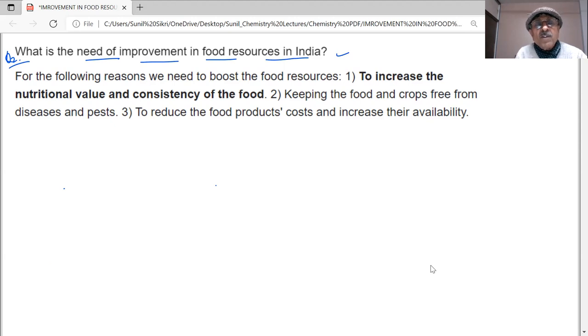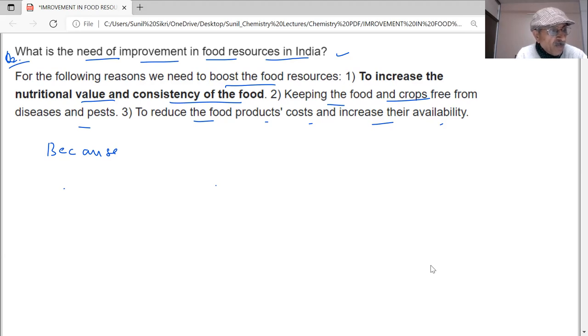For the following reasons, we need to boost the food resources: to increase nutrition value, consistency of the food, keeping the food and crops free from disease, to reduce food product cost and increase the availability. Because why do we want to do this? Tell me, what is the story in India? Because you have a large population growing.